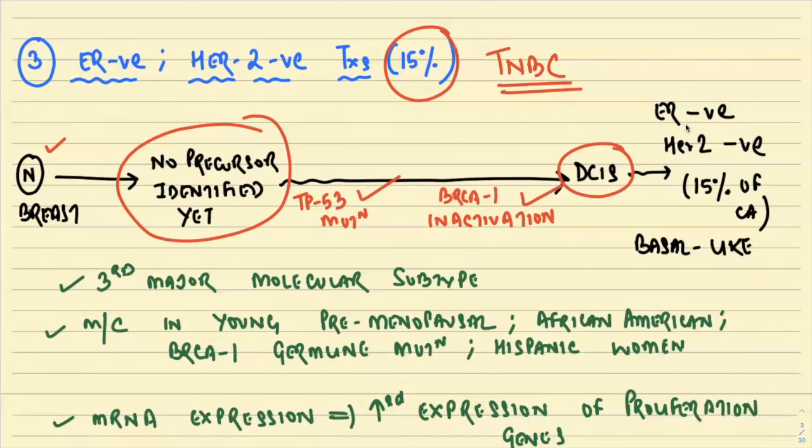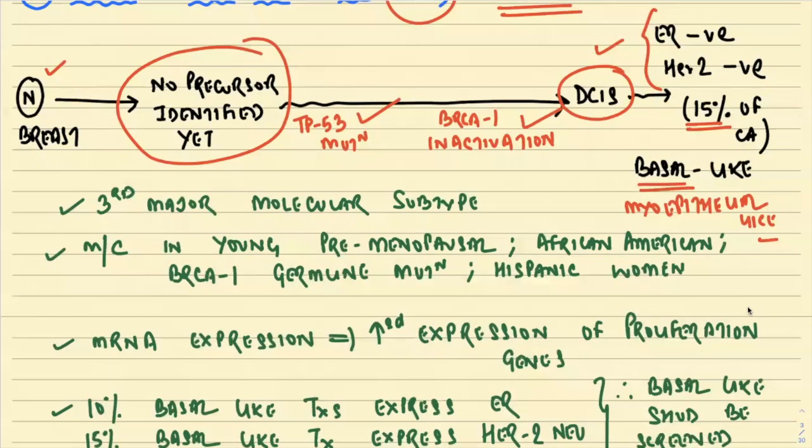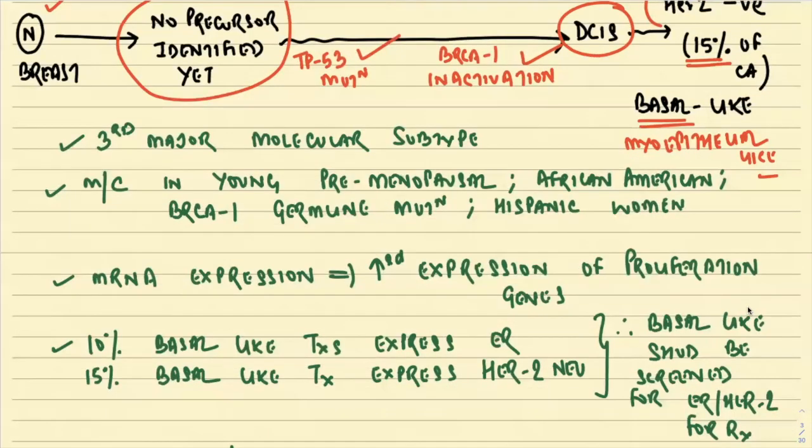Directly, the normal breast is converting into the DCIS. And this is giving rise to invasive carcinoma, which are triple negative. They are ER negative, PR negative, HER2 negative. And they are comprising 15% of all the sporadic breast carcinoma. We also call it the basal-like or myoepithelial-like. Also called the myoepithelial-like. Now, it is the third major molecular subtype that we see.